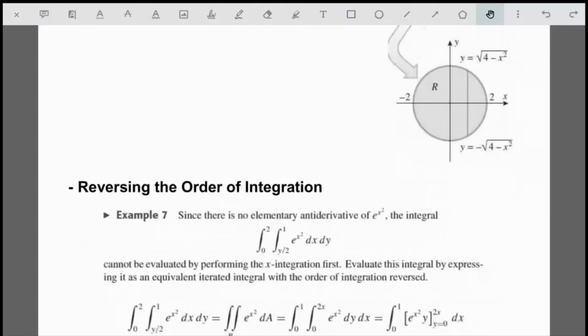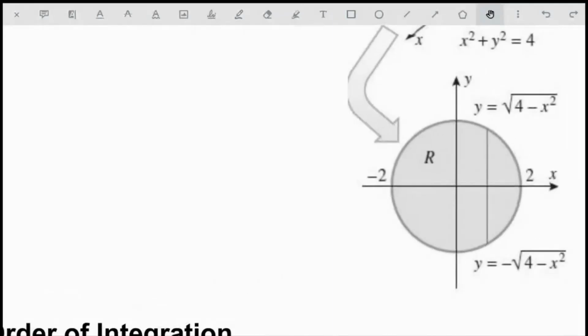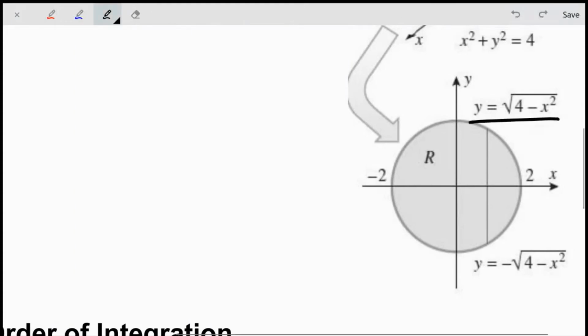Now, notice our region in the XY plane's already been determined for us. And the nice thing here is, with the way they've set this up, it makes it pretty clear that we're going to want to integrate with respect to y first and then with respect to x. And the reason I say that is because see how they gave us y in terms of x as the upper and lower boundaries?